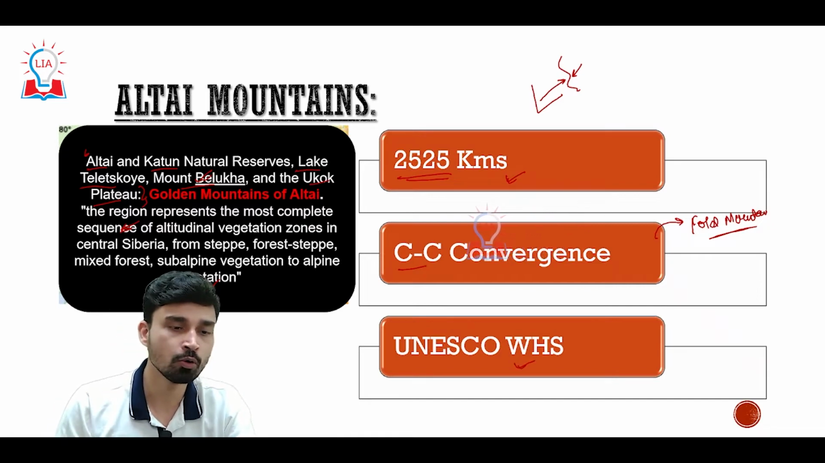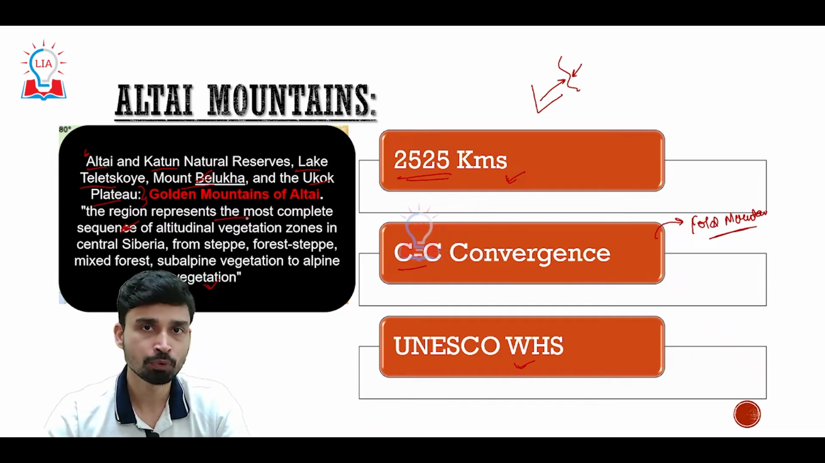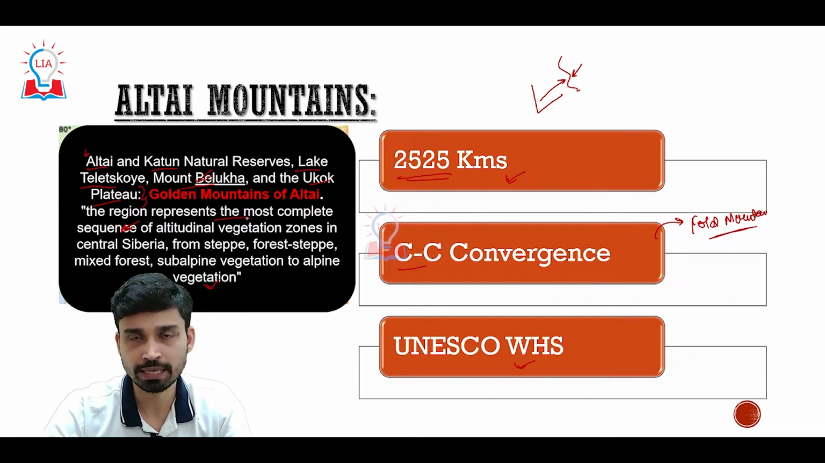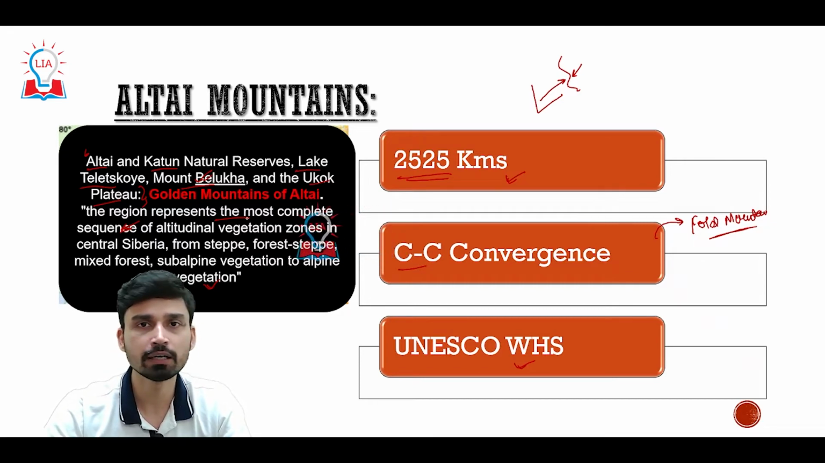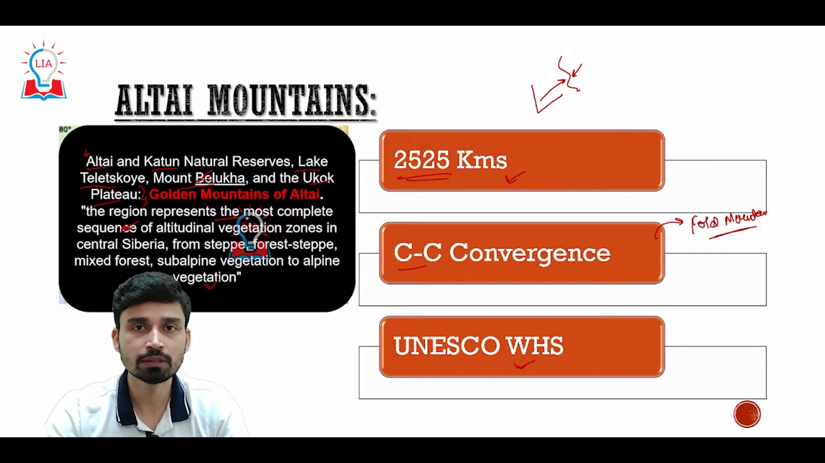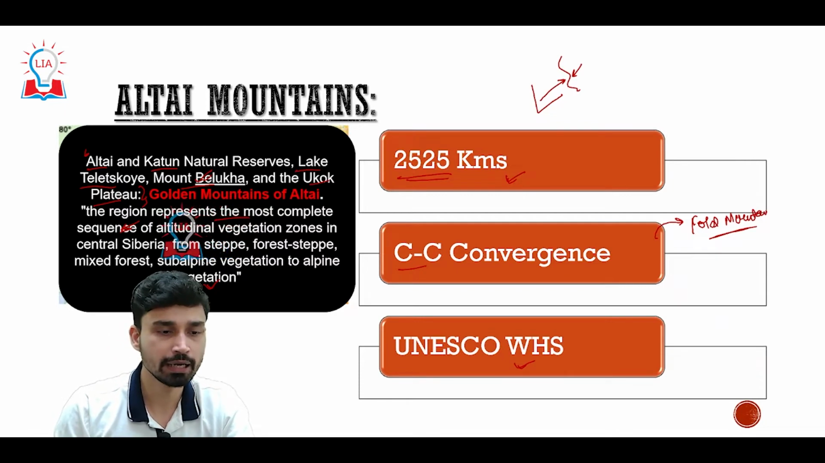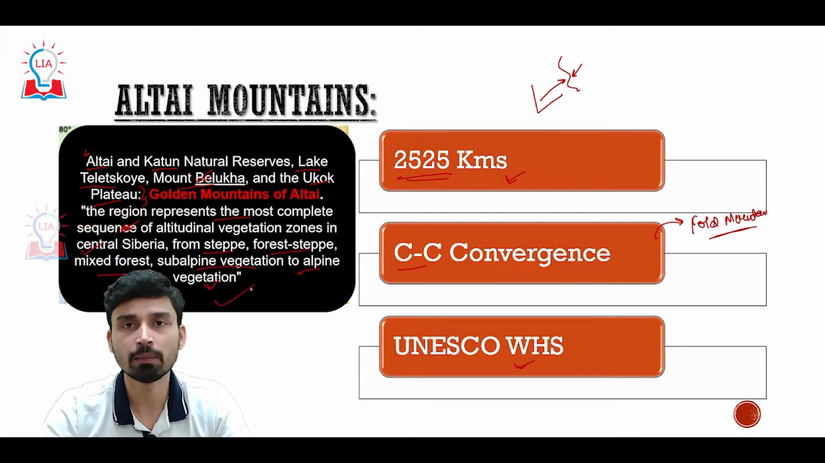2000, on the ground that this region represents the most complete sequence of altitudinal vegetation zones. That means as we go higher up the mountain, we encounter different vegetational zones, and in the Golden Mountains of Altai we have a complete picture of all the vegetation zones possible with variation in height. For example, we have the central Siberian zone, then a steppe zone, forest to steppe, mixed forest, then subalpine vegetation, and finally alpine vegetation.